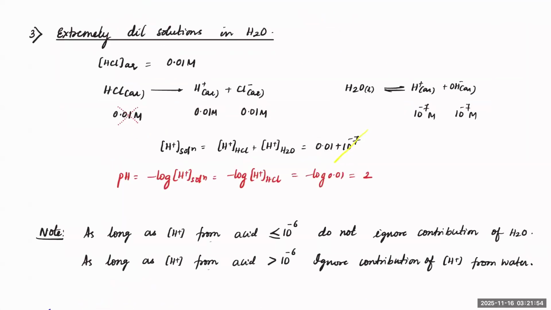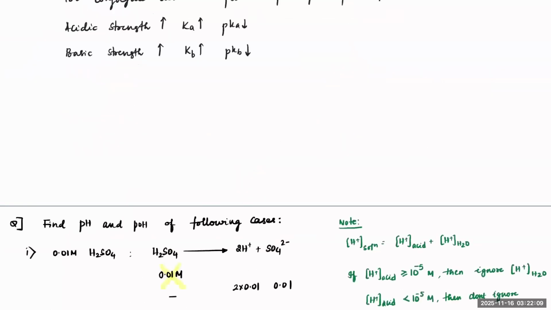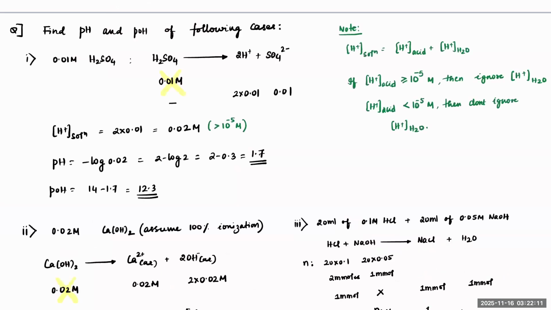Now, see this case, everybody. Do you remember something? I told you that if the H plus ion concentration is less than or equal to 10 raised to power of minus 6. Sorry, earlier I wrote it as 10 raised to power of minus 5. Just correct that. It should have been 10 raised to power of minus 6 here.